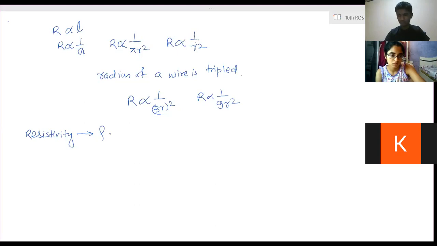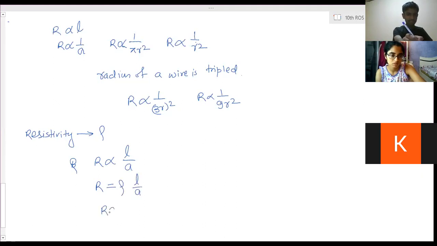Clear? The conductor having what again? Having unit length and unit area of cross section. Okay, thank you. So the derivation of its unit: for resistivity, R is directly proportional to L by A. So R is equal to rho L by A. So RA by L is equal to rho.